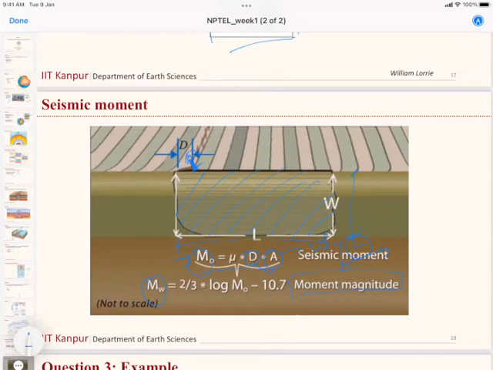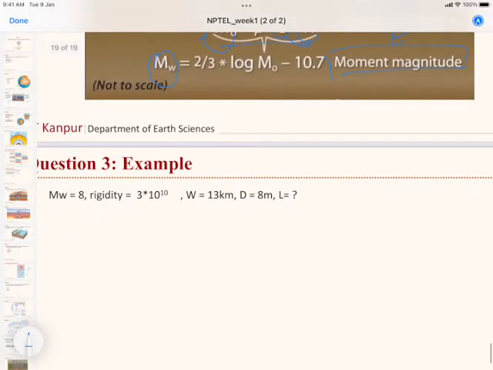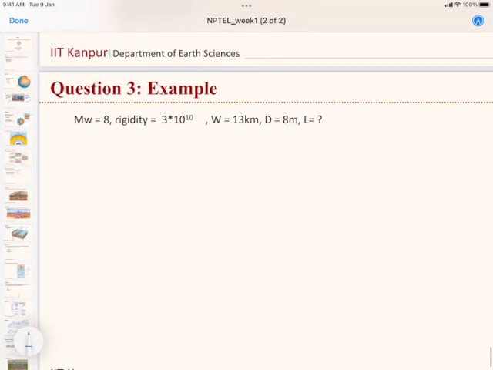So to do that, I have taken one problem through which we can understand how we calculate these parameters. So let me start here. Okay. The relation that we were seeing was Mw equal to 2/3 log 10 of M naught minus 9.1. I am using the SI form of this relationship.